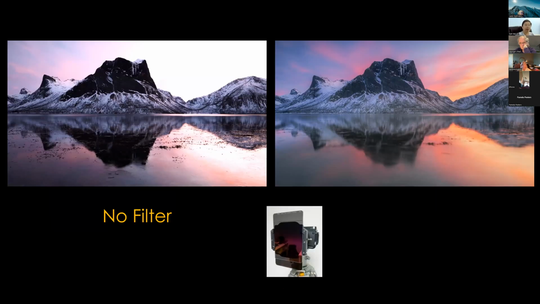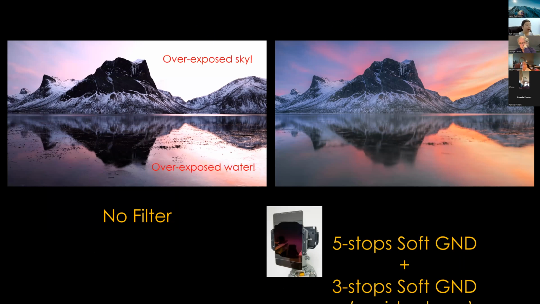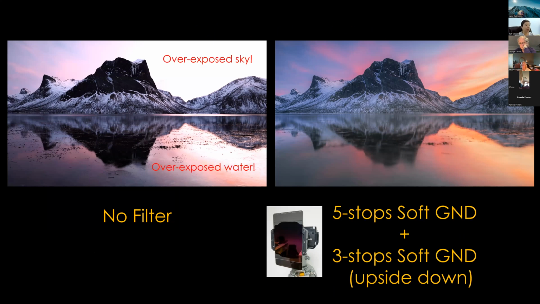And if you have these 2 pieces of filters in the camera bag, you can also use them to handle reflection. Because when you're shooting a reflection, you have an overexposed sky and overexposed water. In this case, you can use the 5 stop to darken the sky, and then the 3 stop GND, put it upside down to darken the water, and this results in a pleasing and well exposed image.